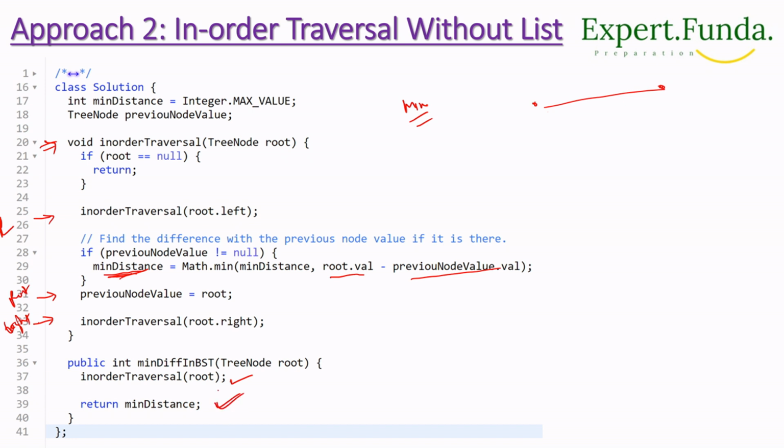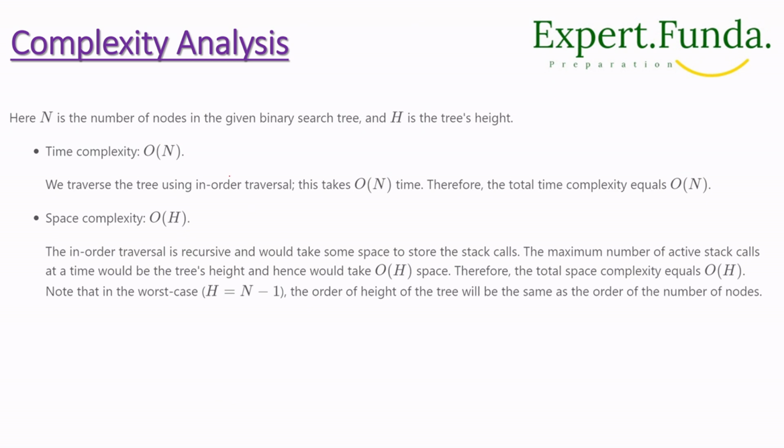So that's all we have for today. Time complexity will remain the same, O(n), as the number of nodes is given, and the height of the tree determines the stack, so the space for stack calls, and so the space complexity is O(H), that is the height of the tree.